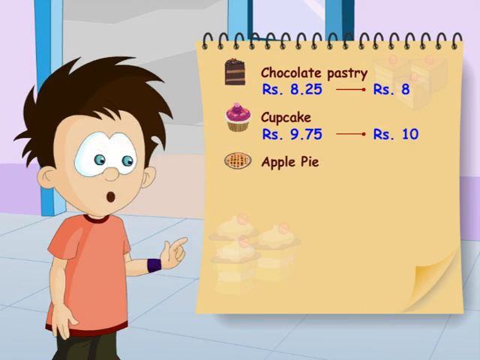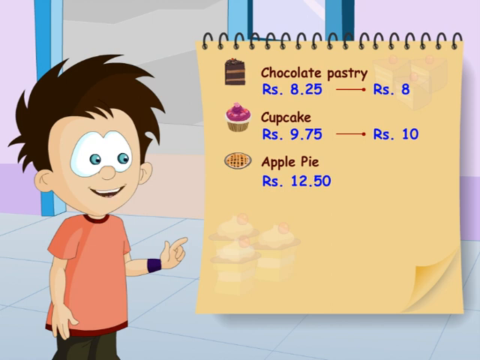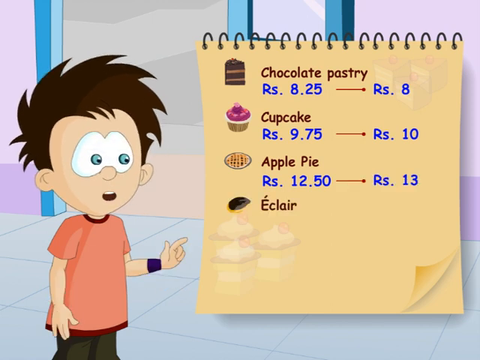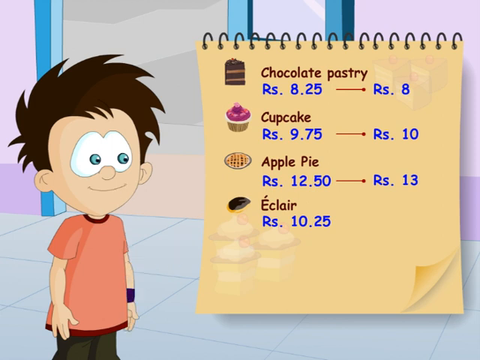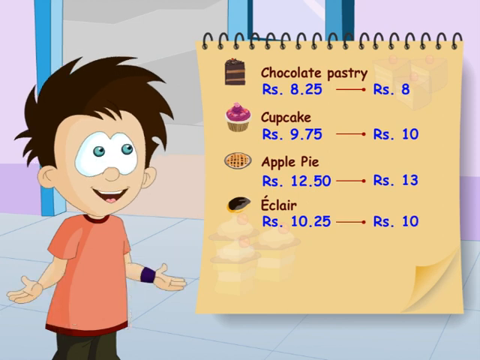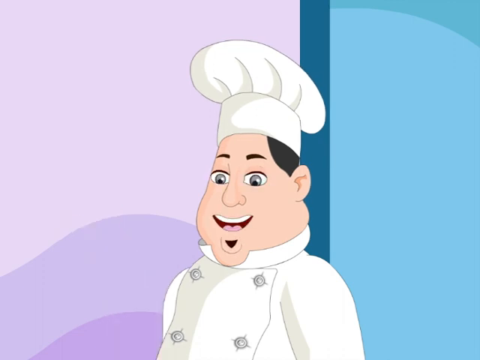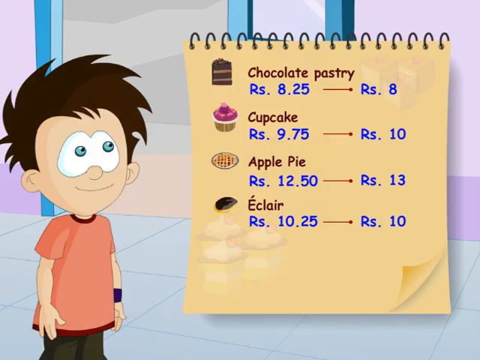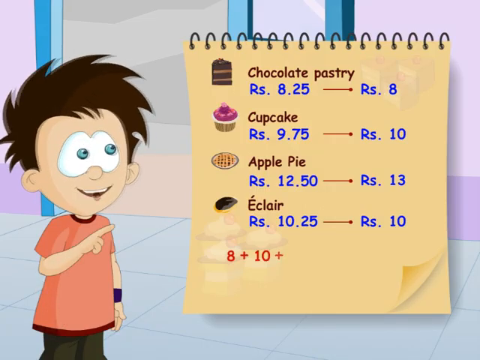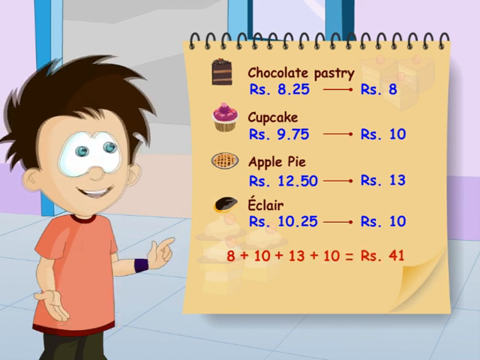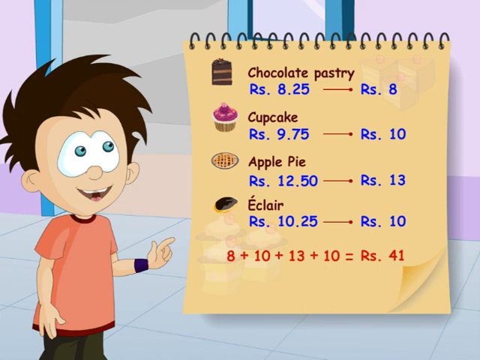The apple pie is 12 rupees and 50 paise. I'll round that off to 13 rupees. And this eclair is for 10 rupees 25 paise. So I'll round that off to 10 rupees. Very good. Now you can easily add these numbers. 8 plus 10 plus 13 plus 10 is 41 rupees. I need approximately 41 rupees to buy all this.